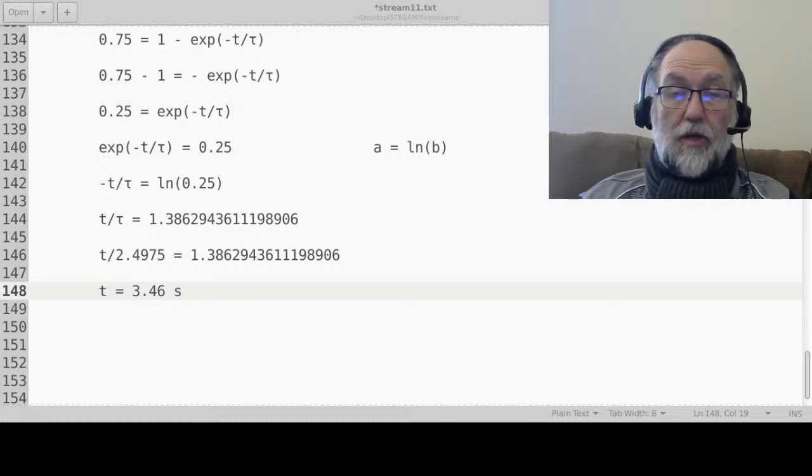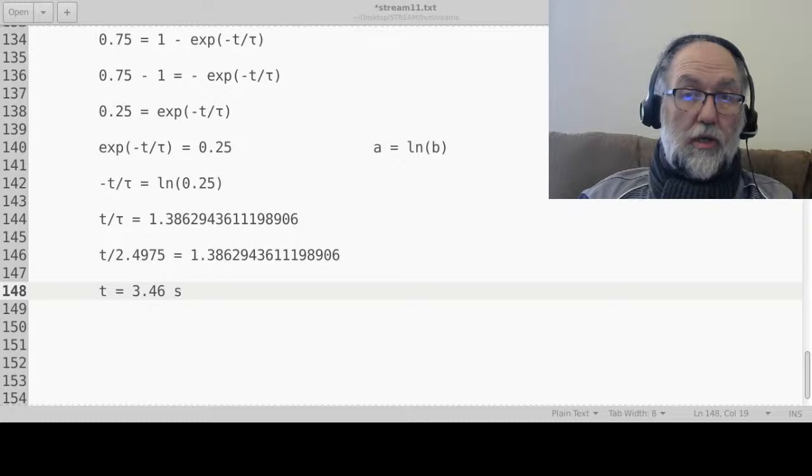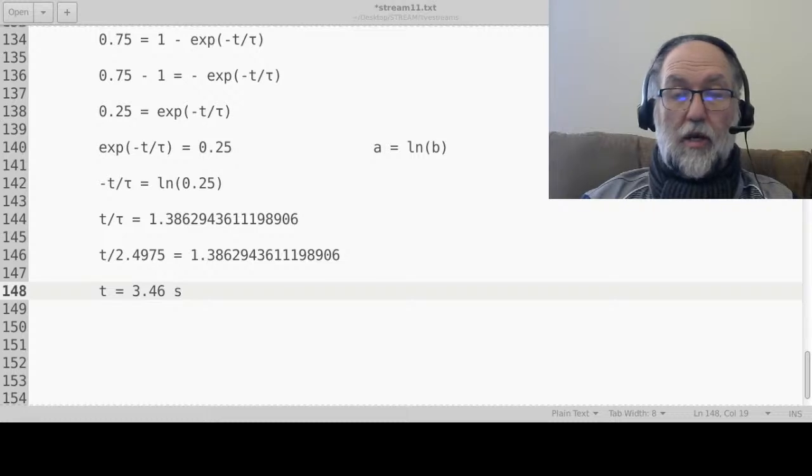So what this says is that as soon as you close that switch, the capacitor starts to charge up. As it's charging up, it's going to get to 100% eventually, but it's going to pass the 75% mark. 75% charge. And you see, at what time does that happen? At 3.46 seconds.